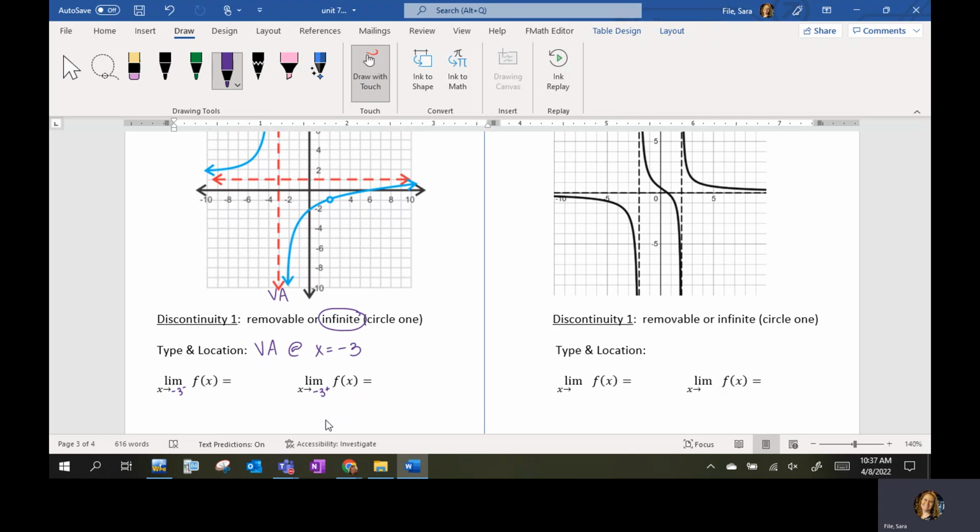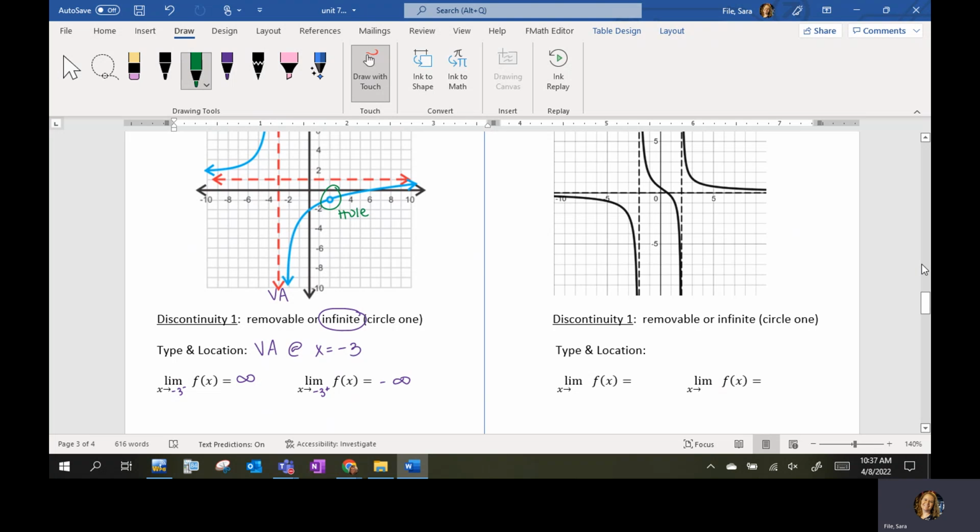Are y'all good with that? All right, so what is the limit as we approach -3 from the left? Positive infinity. Okay, what about as we approach it from the right? Negative infinity. Good. Now, is there another break in this domain? Is there a second discontinuity in this graph? Yeah, right here. There's the hole.